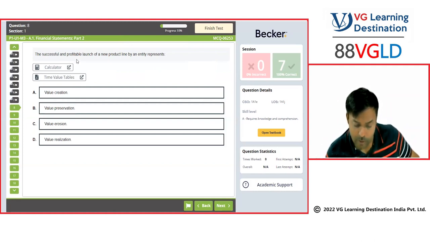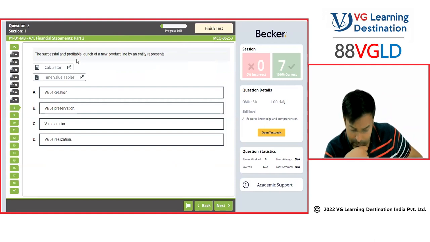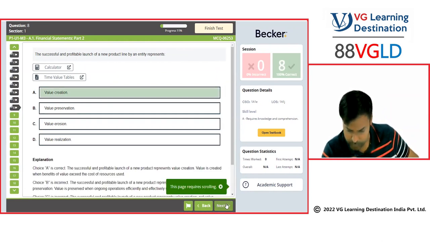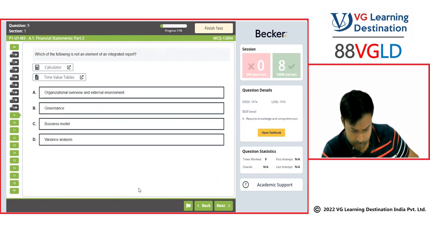The successful and the profitable launch of a new product line by an entity represent value erosion, no, value preservation, no, value realization, no, value creation, correct? Okay, I got A, I got D in that case.